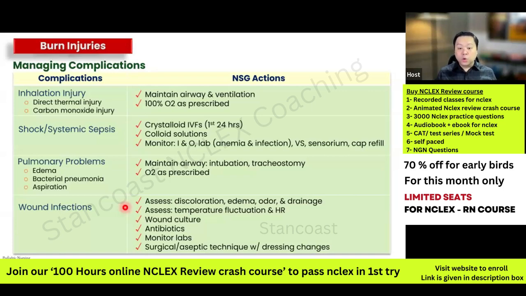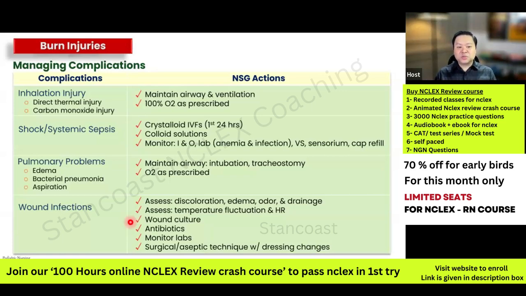Again, wound culture is very important. If you're suspecting that there is now onset of infection, definitely have to obtain wound culture as ordered before initiating any type of antibiotic therapy. This is the rule of thumb. Before the initiation of antibiotic therapy, either oral or IV, we want to make sure that we have obtained the wound culture or blood culture before starting with the antibiotic therapy.